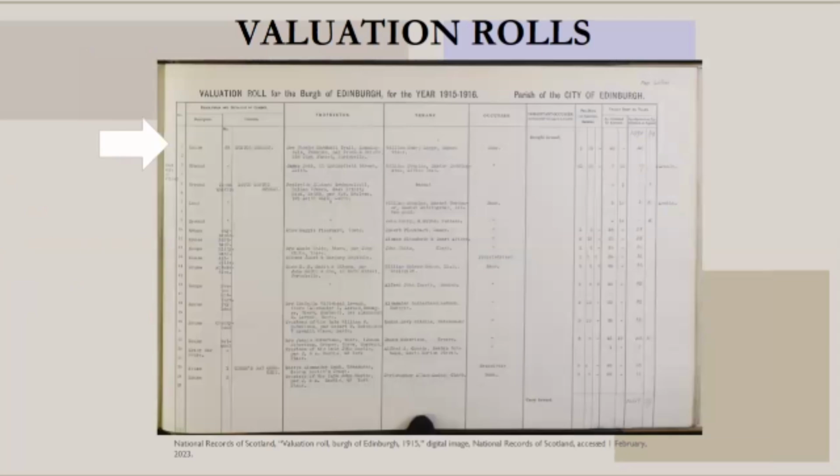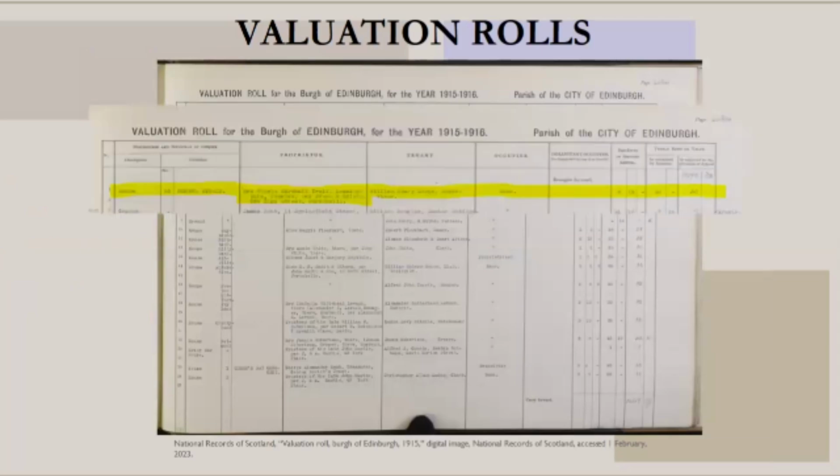And here's an example of a page. And we're going to look at that top one there. And it basically tells you what the property is. There's a house on this land, where it's located, who the owner is, who the tenant is, and if the occupier is different from the tenant, they would list that there. And then it goes into listing how much it's valued at.